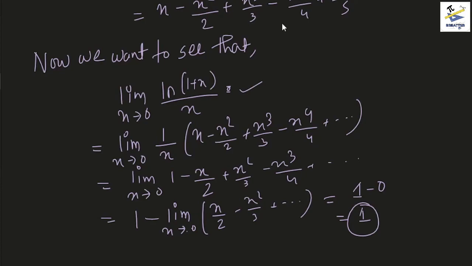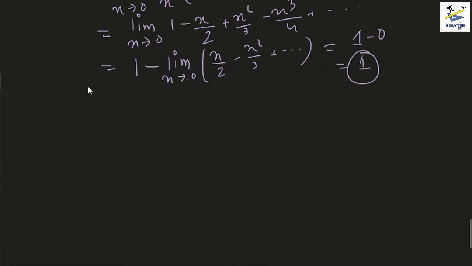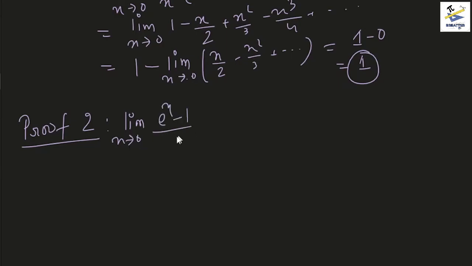A similar argument can be made for the next one, where we are trying to prove that limit x tends to 0 of (e to the power x minus 1) by x equals 1.